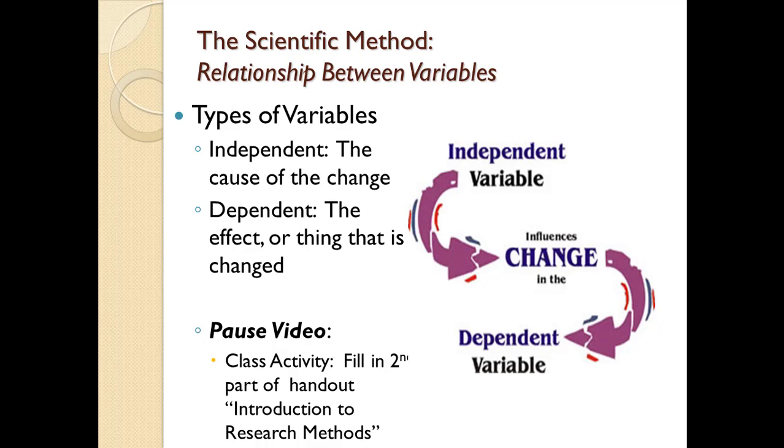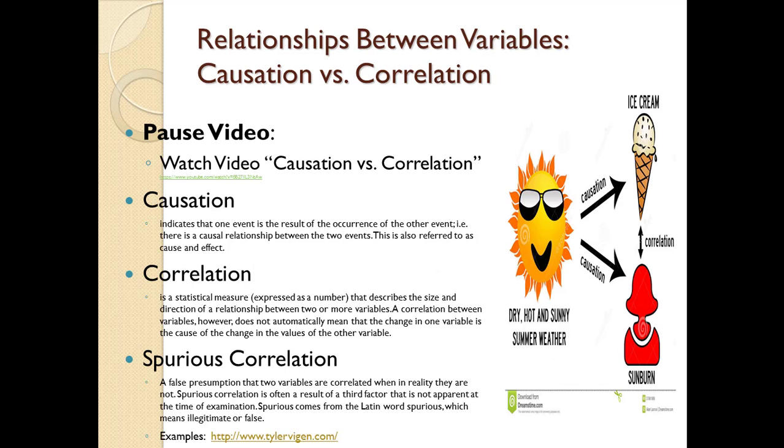Okay, so hopefully that little exercise helped you make sense of the difference between independent and dependent variable. Now we're going to talk about, well, so what? Why do we care about the relationship between independent and dependent variable? Well, by exploring the relationship, we can figure out if we're dealing with a causal relationship or a correlated relationship. So again, what I'd like you to do is pause this video and watch the video on Canvas, Causation versus Correlation. And when you're done with that, come back to me and we'll finish this up.